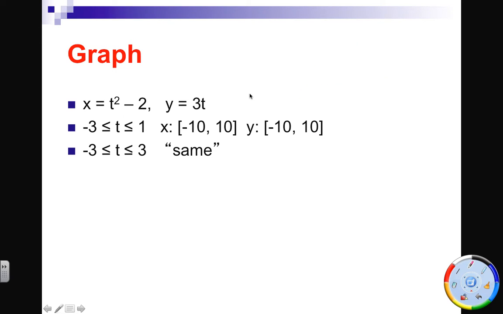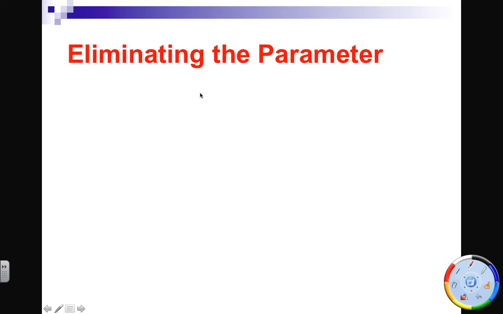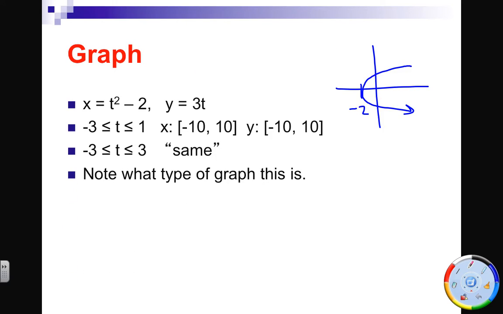Okay, so for this -3 to 3, you should get something a little bit like this. And you'll notice that this is -2 here on your x-axis, which means you're actually graphing a sideways parabola. Notice this, t squared minus 2, it's sideways, and the -2 is your vertex. All right, so that's kind of just an introduction onto the parametric mode.